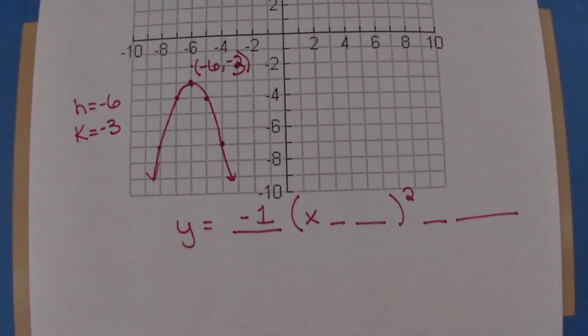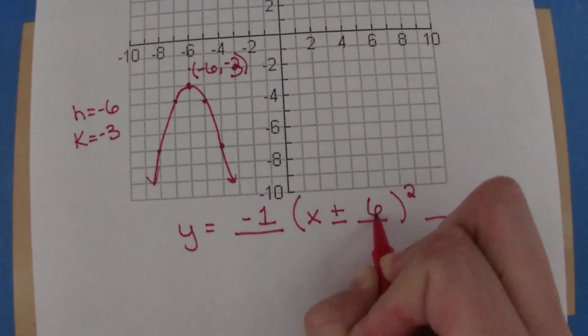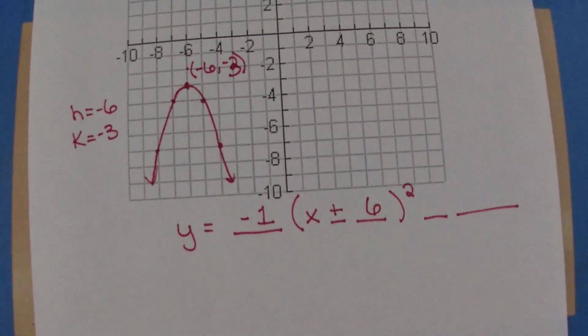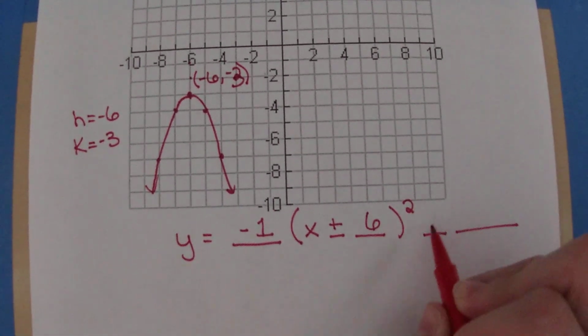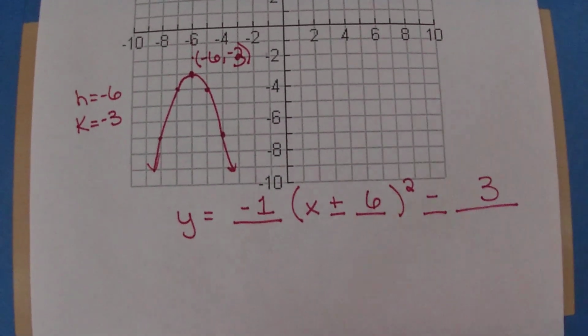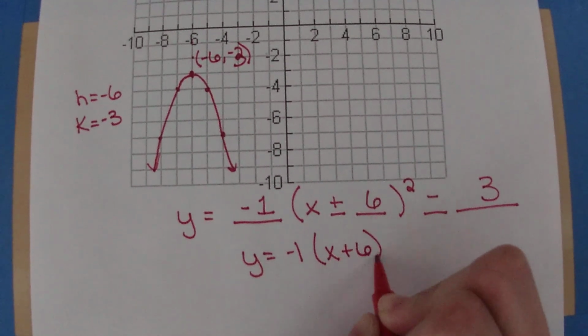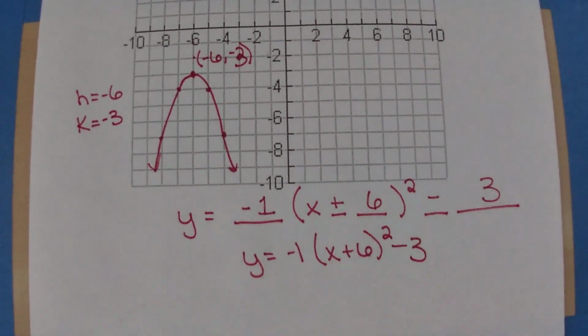So in our equation, -6 is going to become a +6, because this is always the opposite sign. And our k value stays the same. And so the equation of our parabola is just y equals -1 times (x plus 6) squared minus 3. It doesn't get any more complicated than that. I just want to look at what happens if we have some zeros in there.